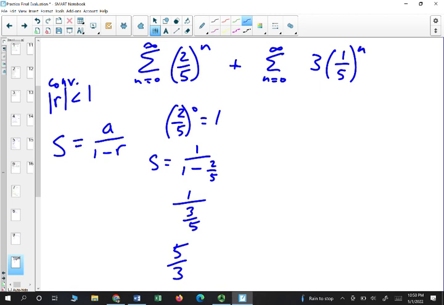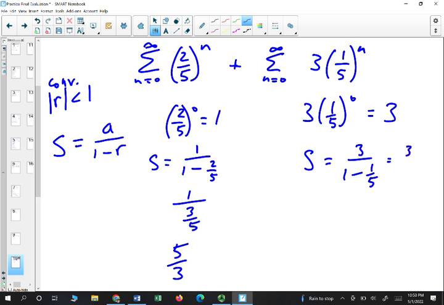Okay, for our first term in this second part, we would have 3 times 1/5 to the 0. So that's 3 times 1, which is 3. So we have 3 over 1 minus 1/5. So 3 over 5/5 minus 1/5 is 4/5. So 3 divided by 4/5 is 3 times 5/4. So that gives us 15 over 4.